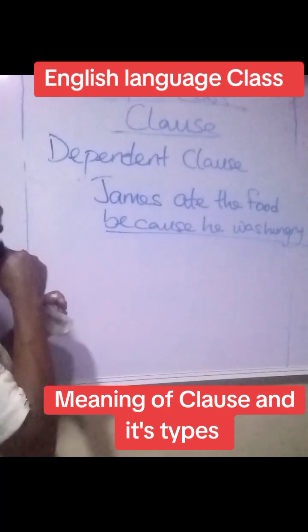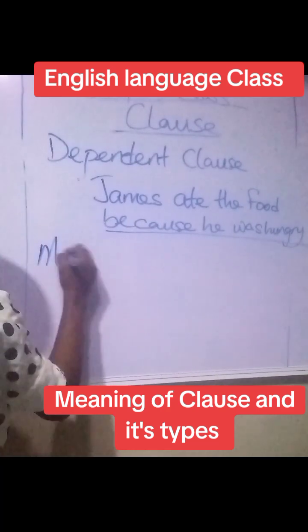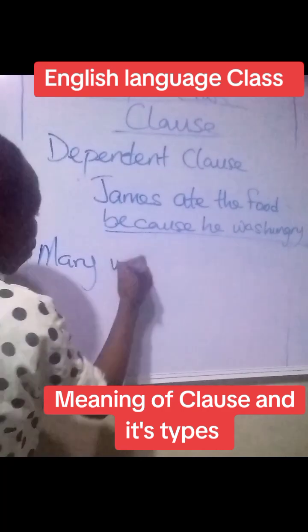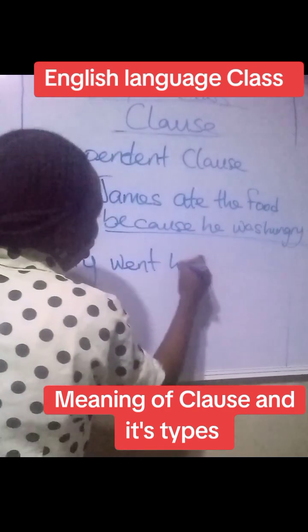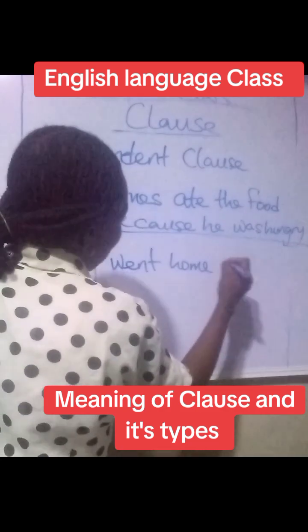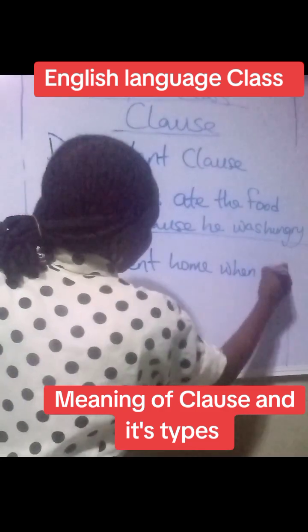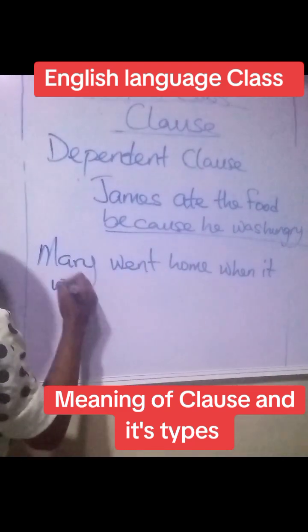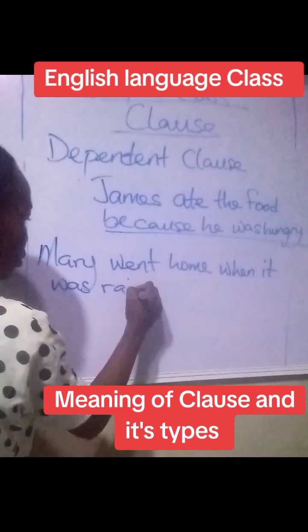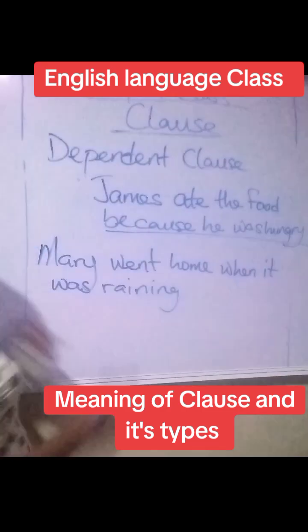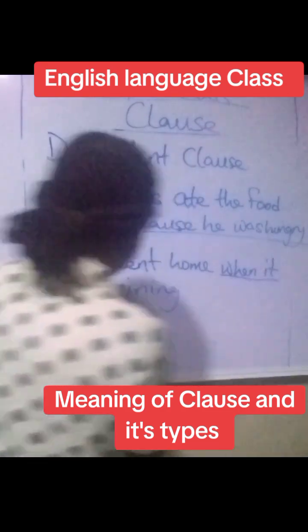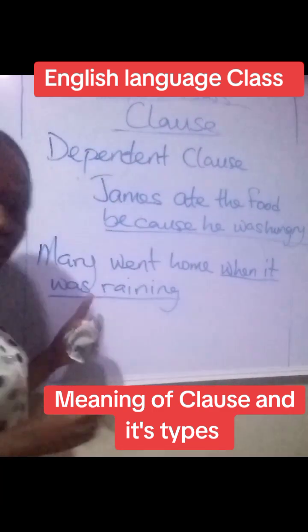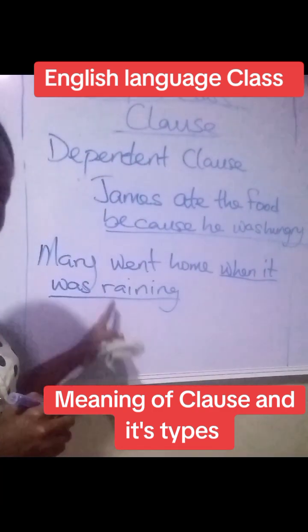Now, let us look at another example. Mary, let me start from here. Mary went home when it was raining. The subordinate conjunction here is when. So from here, this is our dependent clause.